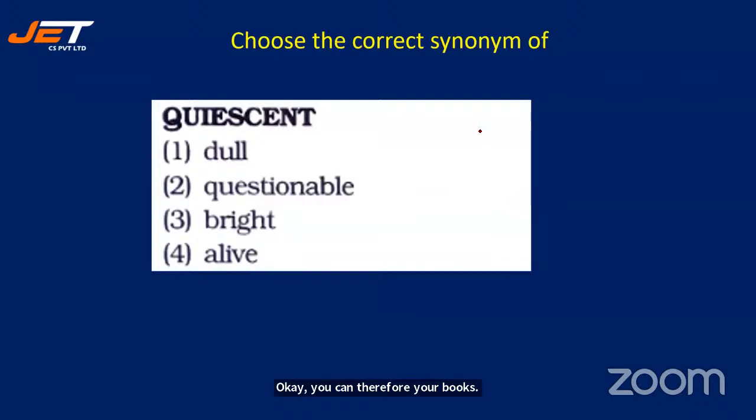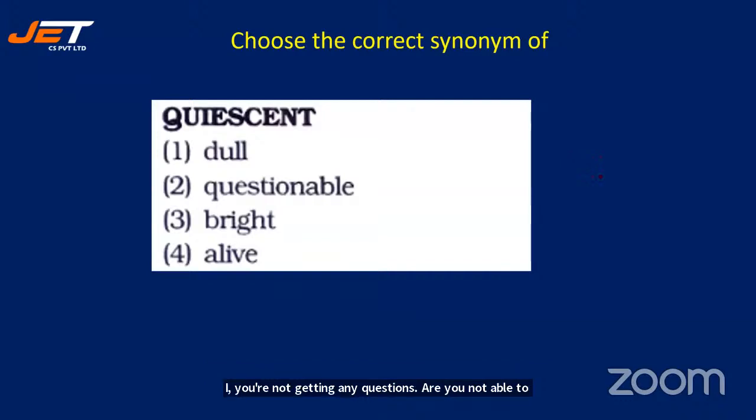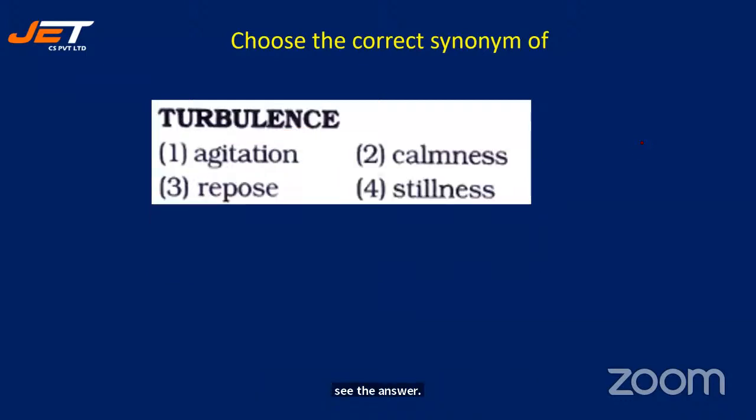Sudeksha says, Madam, I'm not getting any questions from you. What is this? Are you not able to view the screen? The screen is being shared. All others are giving me the answers, so probably there should be some problem with your end. So please do check up. All right. So now let us see the answer. Quiescent means it is dull.